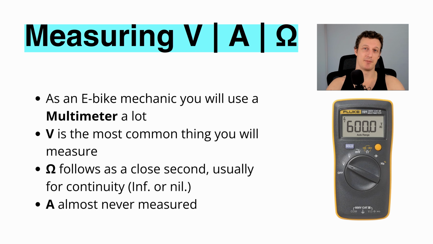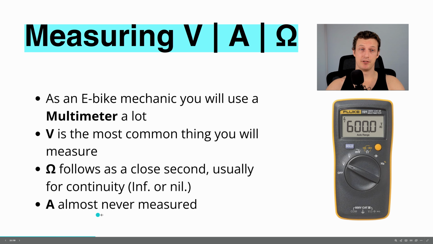So as an e-bike mechanic, you'll use a multimeter a lot, especially when diagnosing electrical faults. A multimeter looks like this thing here. Voltage is the most common thing you will measure, followed by resistance, but usually you're not trying to find a value with resistance, unlike voltage. It's more that you'll be looking for continuity, to see if there's infinite or nil resistance. You'll find out more about that later when we cover things like conductors and insulators and circuits.